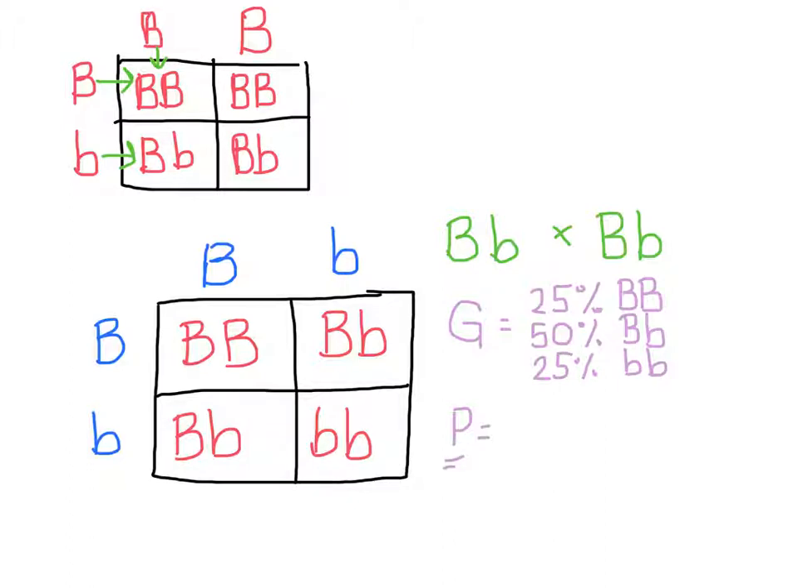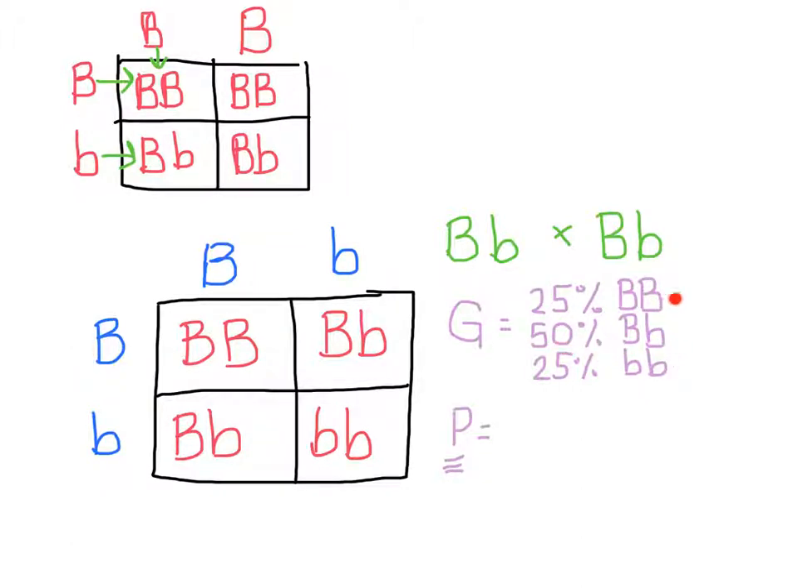Finally, phenotype. Remember, physical characteristics. What's it going to look like? You can do the same thing as above, only now instead of the genes, you're filling in the physical appearance. So we're going to combine these because if we remember, that one capital B, that one dominant trait is going to win.